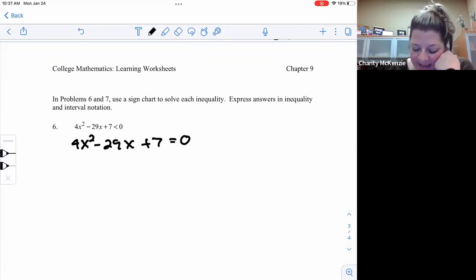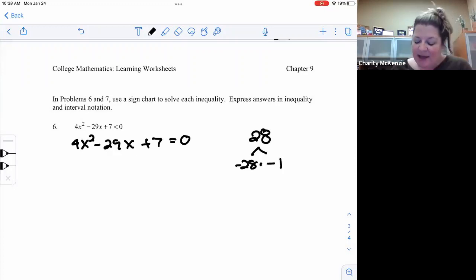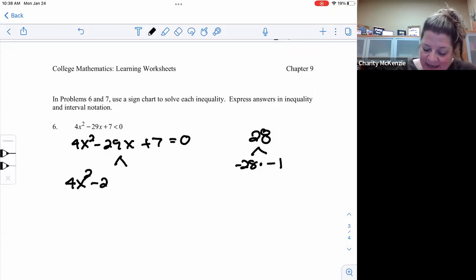So I could factor this one. The way I can do this is with the AC method, or I could do guess and check. 4 times 7 is 28, so I'm doing what's called the AC method. The factors of 28 that would make negative 29 would be negative 28 times negative 1. These two add to negative 29 and multiply to 28. So I'm going to split up the middle term using what I came up with: negative 28x, keep the x, minus x plus 7.